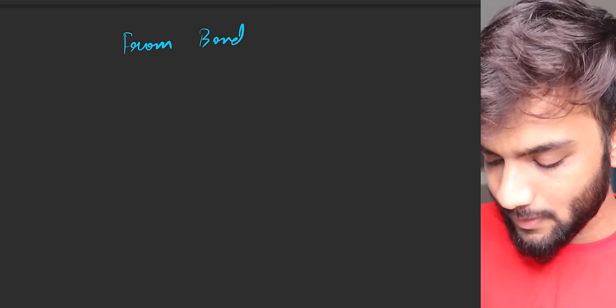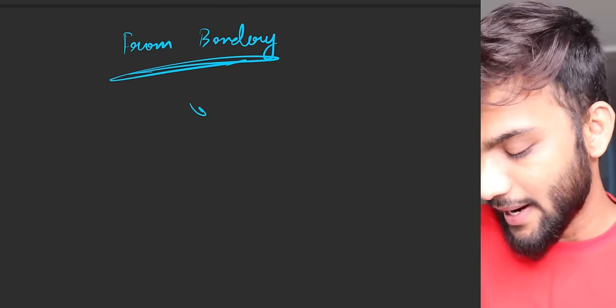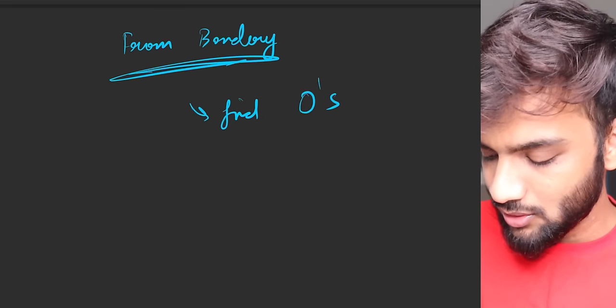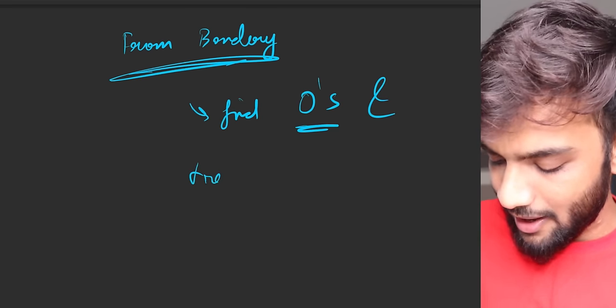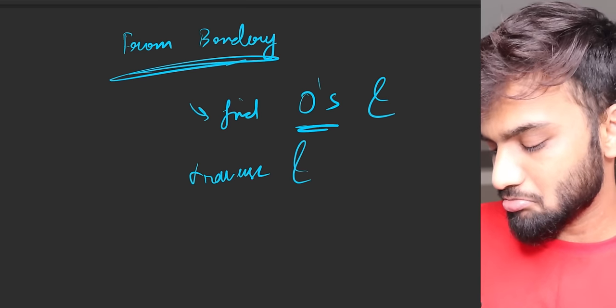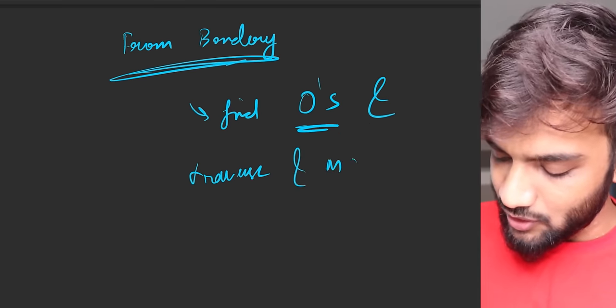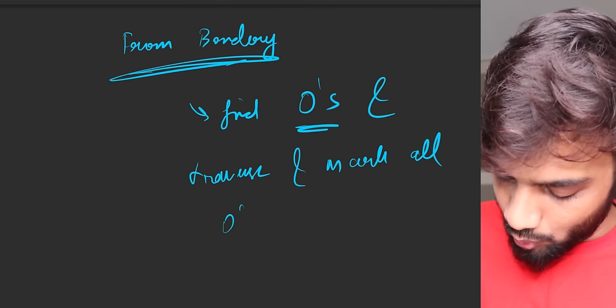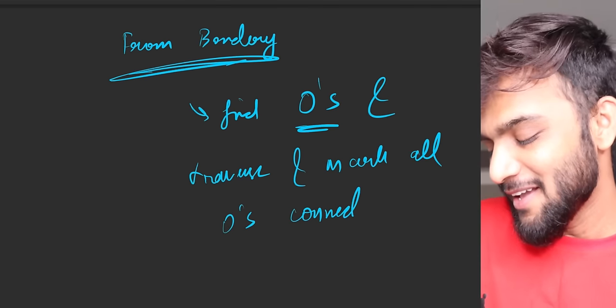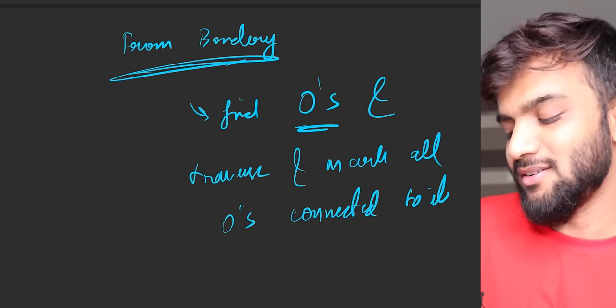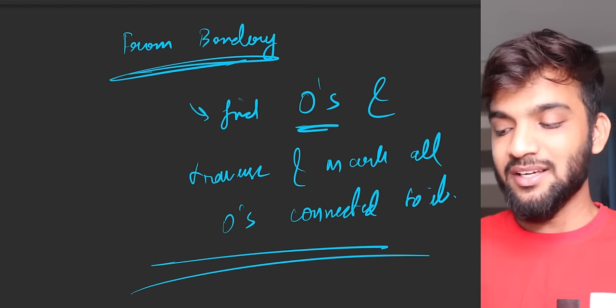From the boundary, find O's and traverse and mark all O's, or zeros, whatever, connected to it. Okay, so let's quickly check out the code.